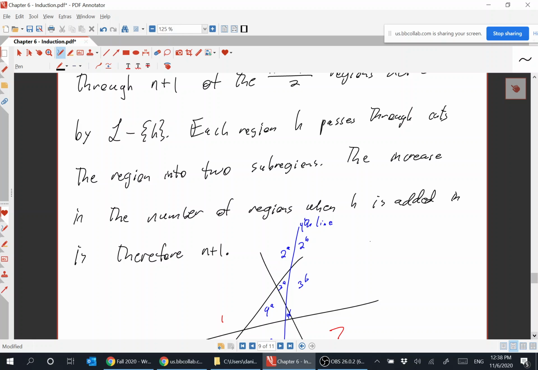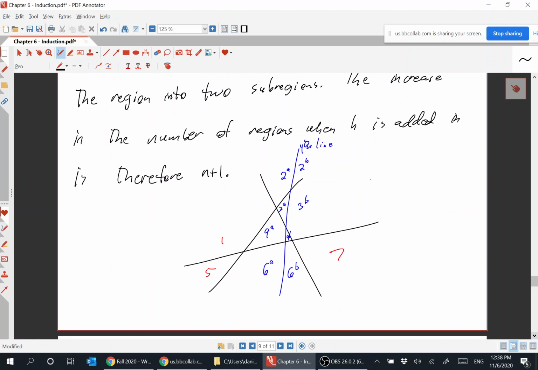Right? n plus 1. That's the fourth line, and we increase the number of regions by 4. The 4 regions we passed through were each cut in 2. So the number gained is 4, not 8, 4. Right? Isn't that what I said 5 times now?